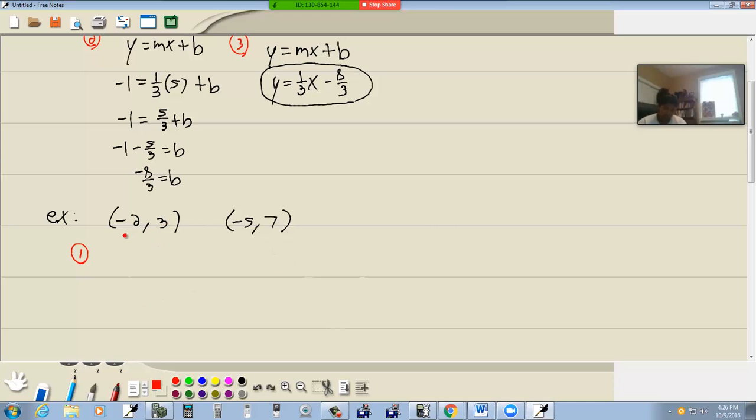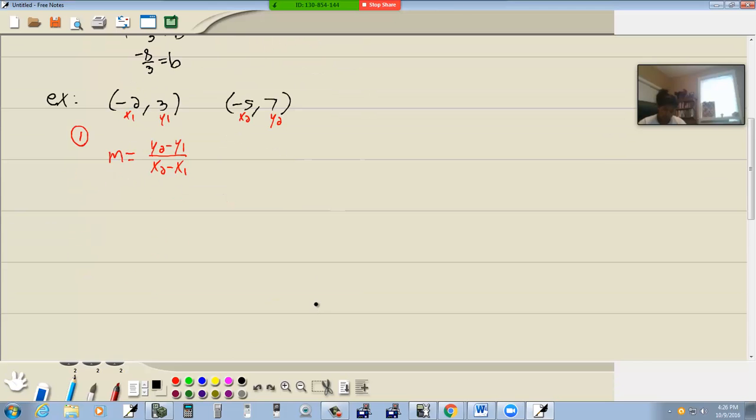So this is our first point, so I'll label this as x1, y1. This is my second point, so I'll label this as x2, y2. And remember our formula is m is equal to y2 minus y1 over x2 minus x1. So I'm going to go through and put parentheses in everywhere I have a variable before I plug in my numbers. Now y2 we said was 7, y1 is 3, x2 is negative 5, and x1 is negative 2.